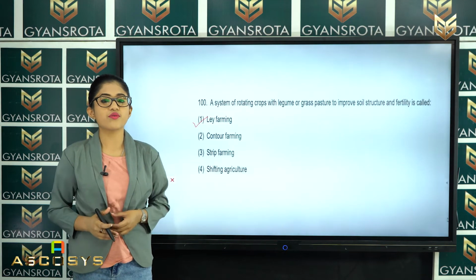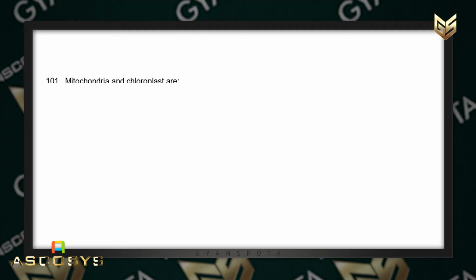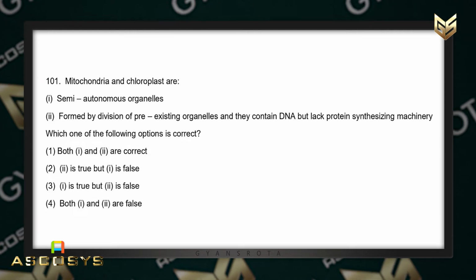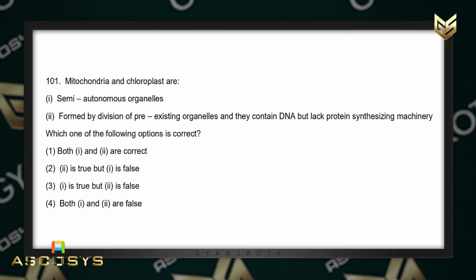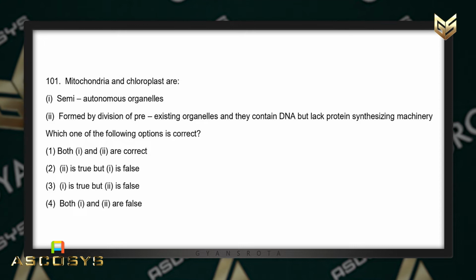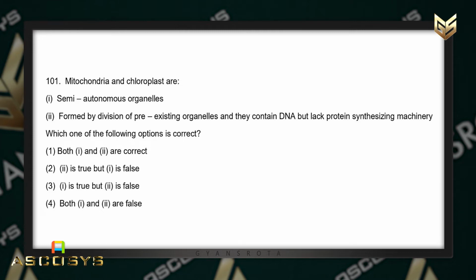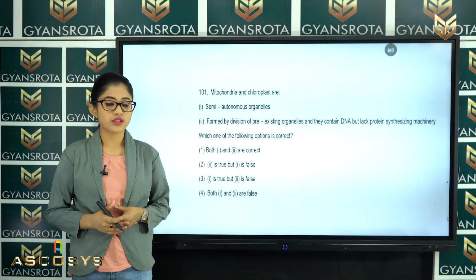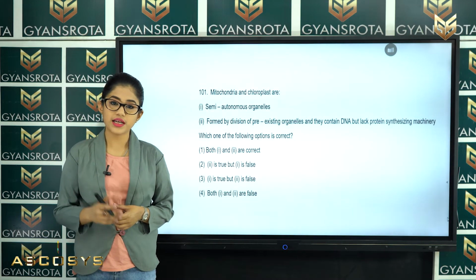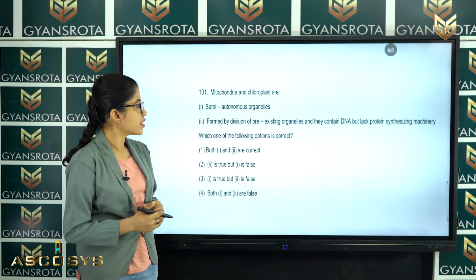Alright. Now, let us move on to the next question. Now, the next question is question number 101. As you can see here, mitochondria and chloroplast are semi-autonomous organelles formed by divisions of pre-existing organelles, and they contain DNA but lack protein synthesizing machinery, and which one of the following options is correct. So, this is from the chapter Cell, the Unit of Life. There we have discussed mitochondria and chloroplast. So, what is the correct answer among this?